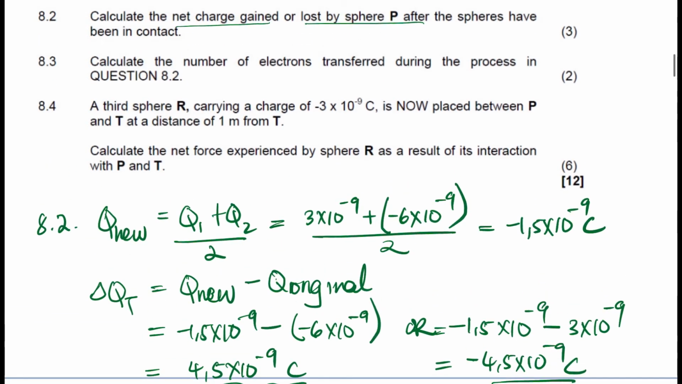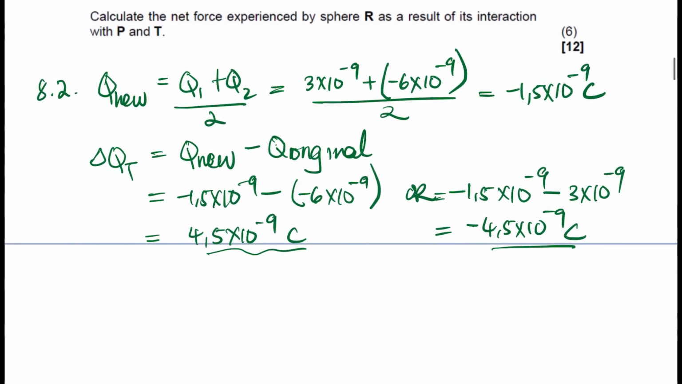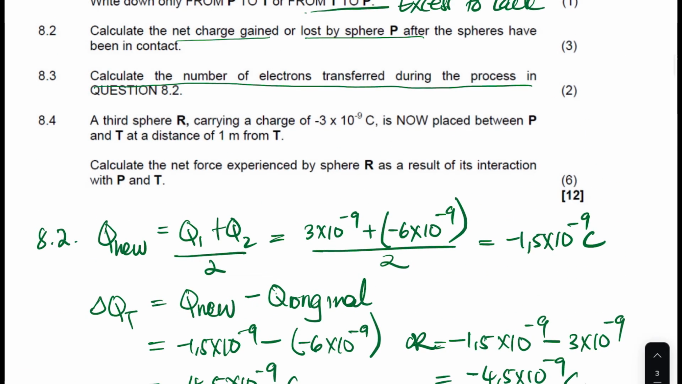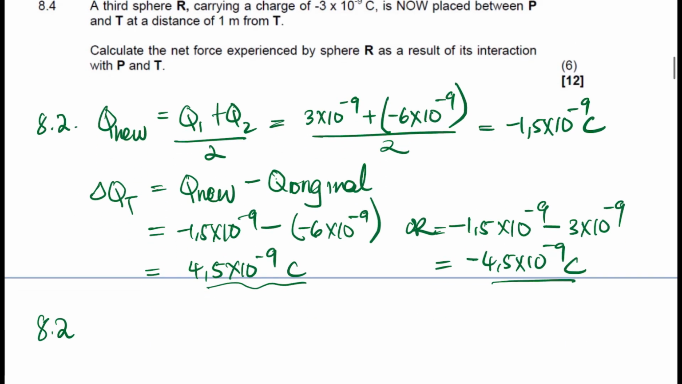Now in 8.3, it says calculate the number of electrons that are transferred during the process. In 8.2, guys, all the time when they want the electron transfer, just like 8.3, you have to know the charges that are transferred. So these are the charges that are transferred, right?